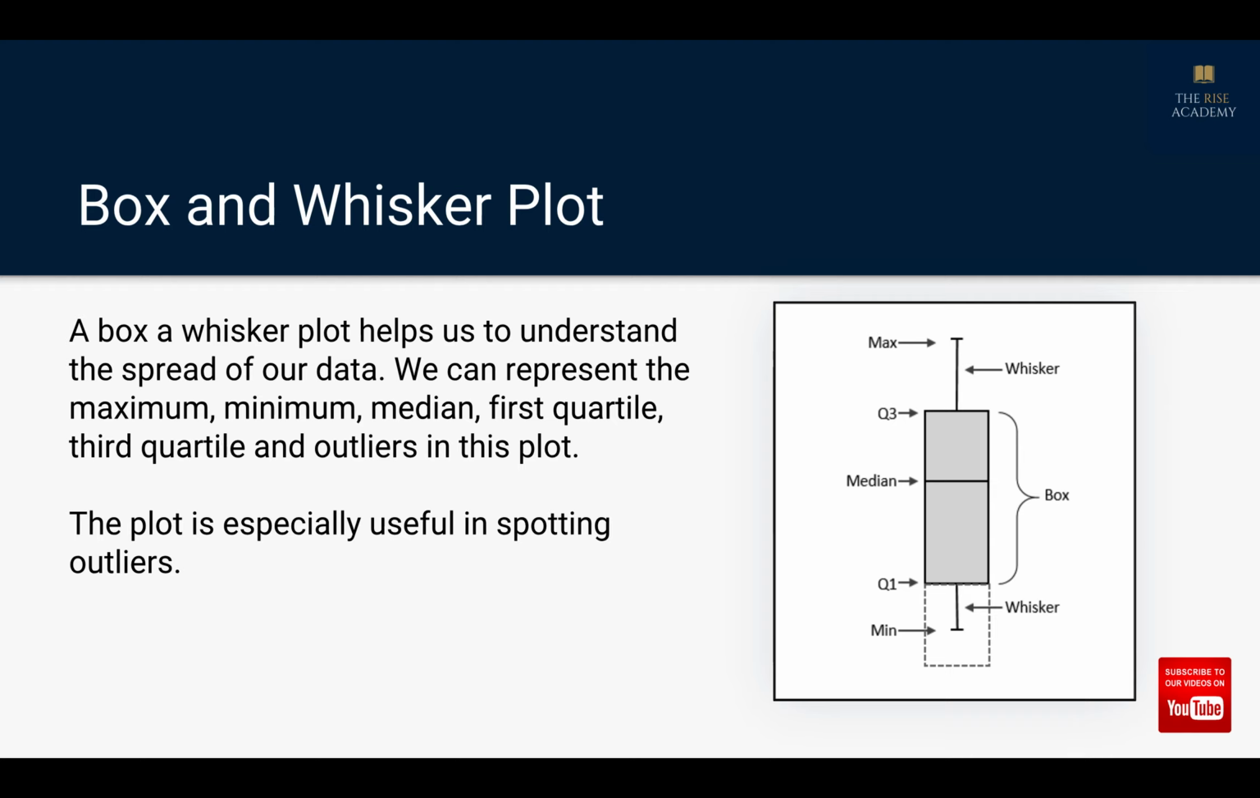So a box and whisker plot helps us to understand the spread of our data. We can represent the maximum, minimum, median, first quartile, third quartile, outliers, right? In my descriptive statistics video, I have spoken at length about the different types of parameters using which we can describe our data. Definitely maximum, minimum, median, first quartile, third quartile, interquartile range. I've covered all of those things in that.